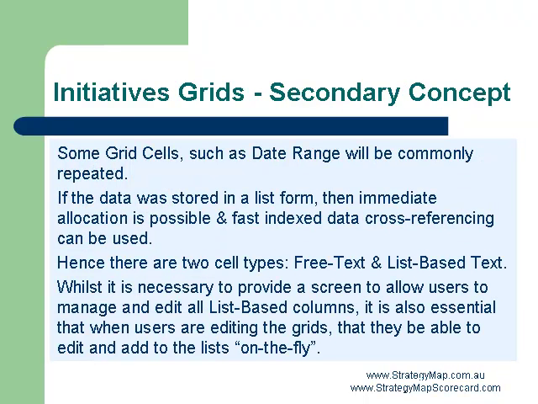Some grid cells such as date range will be commonly repeated. If the data was stored in a list form, then immediate allocation is possible, plus instant data cross-referencing becomes easy. Hence there are two cell types, free text and list-based text. Whilst it is necessary to provide a place to edit all list-based columns, it is essential that all users be able to edit the lists on the fly when working inside the grids.